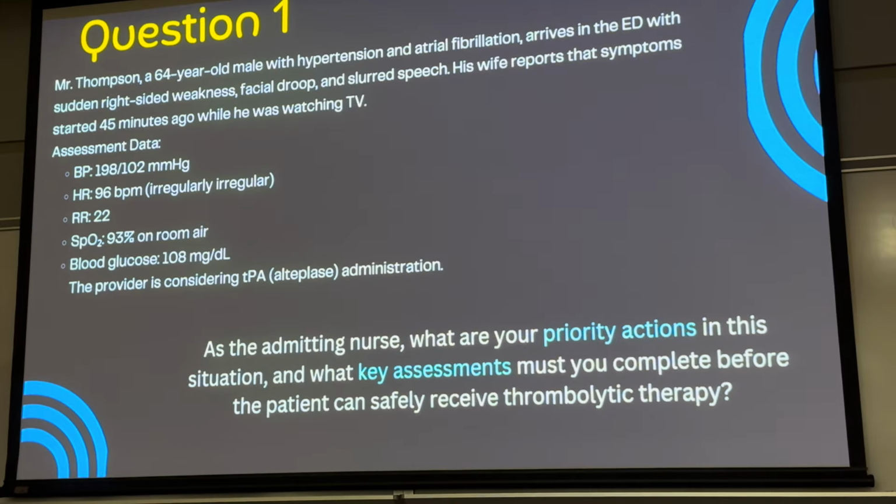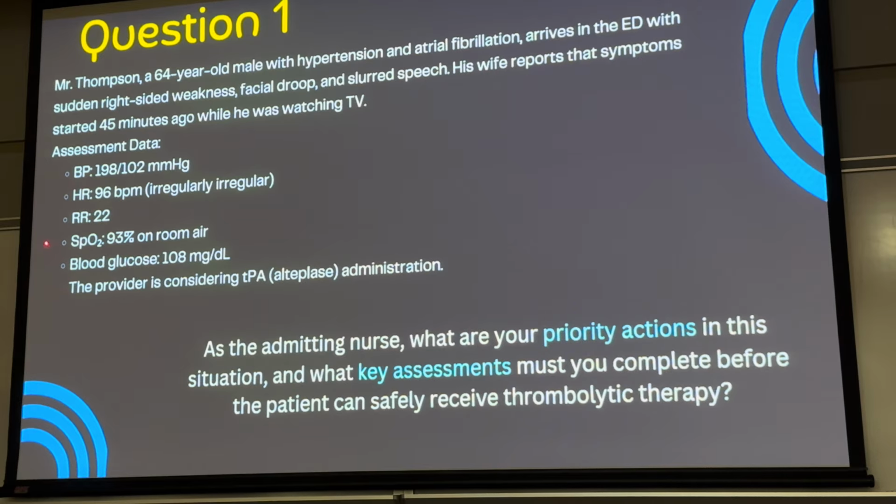All right, so remember before our TPA administration, confirmed time of symptom onset, so we started at 45 minutes right there, okay? We're already an hour in. So about an hour in probably, give or take, so we're good on that. Remember, rule out any contraindications.